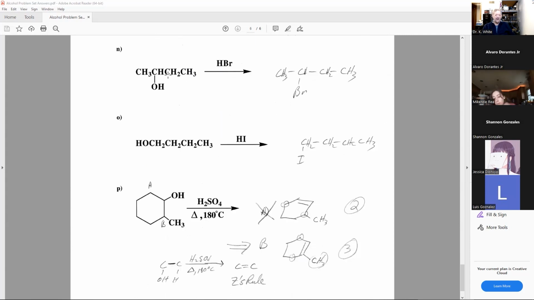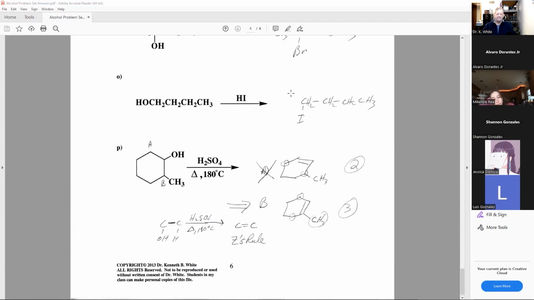And same thing for N. Here's my 4 carbons. I end up with 4 carbons. This carbon had the alcohol, HX replaces it with bromine.